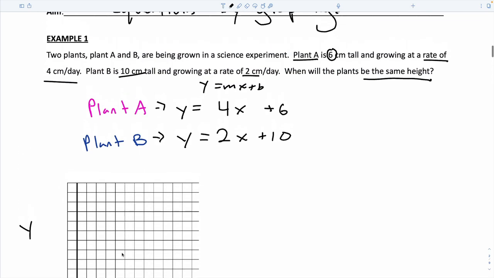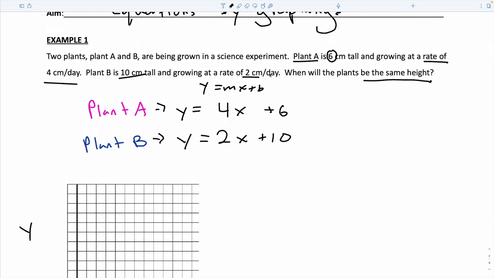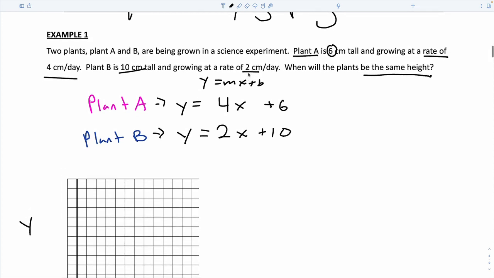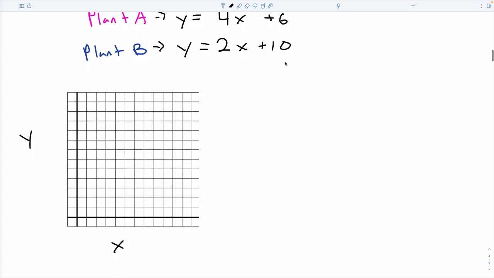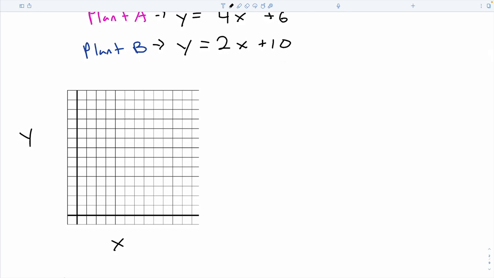Is the x value going to be the number of days or the amount of centimeters it grows? Is the x the days or the centimeters? Brady? What makes you say that? Beautiful. Y depends on x. Couldn't have said it better myself. If you flipped it around and tried to put the centimeters here, the number of days in your life does not depend on the growth of the plants.